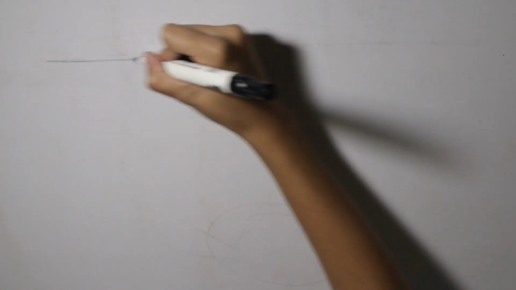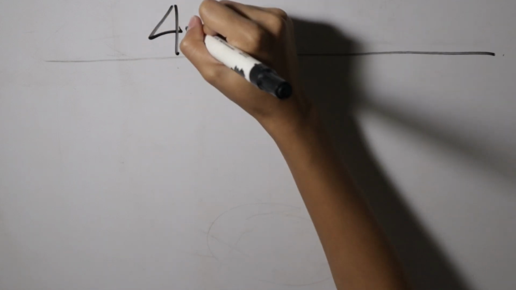A one-step equation is an algebraic equation you can solve in only one step. Once you solve it, you found the value of the variable that makes the equation true. First, let's make a line. And above this line, we'll write our equation, 4x equals 8.